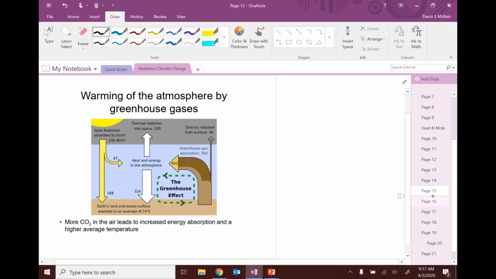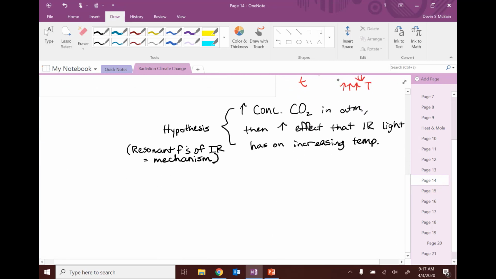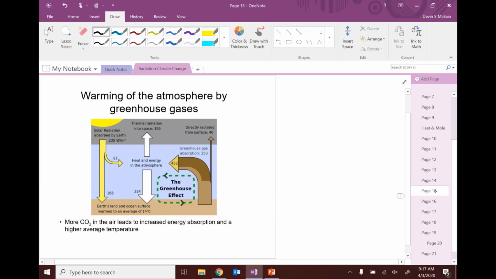Okay, so again, this is just the entire greenhouse effect explained there, but it's all predicated on this. If you increase how much concentration of carbon dioxide is in the atmosphere, then that increases, well, the temperature, because IR light has more things that it can get absorbed by. Okay. And so, of course, we have here at the bottom, more carbon dioxide in the air is going to lead to an increased energy absorption and a higher average temperature.